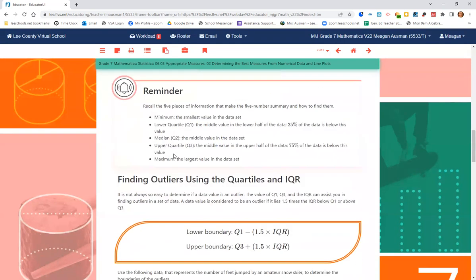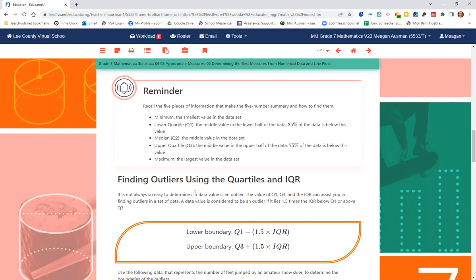All right, reminder, recall the five pieces of information that make the five number summary and how to find them. So this is when we're doing range and interquartile range and the box plots. So we need to find the minimum number, which is the smallest number. We need to find the lower quartile, which is the middle number of the bottom half of the data. The median is the middle number. The upper quartile is the middle number of the upper part of the data, and the maximum is the biggest number. So the minimum, maximum, and median are pretty easy. The weird ones are that lower quartile and upper quartile.